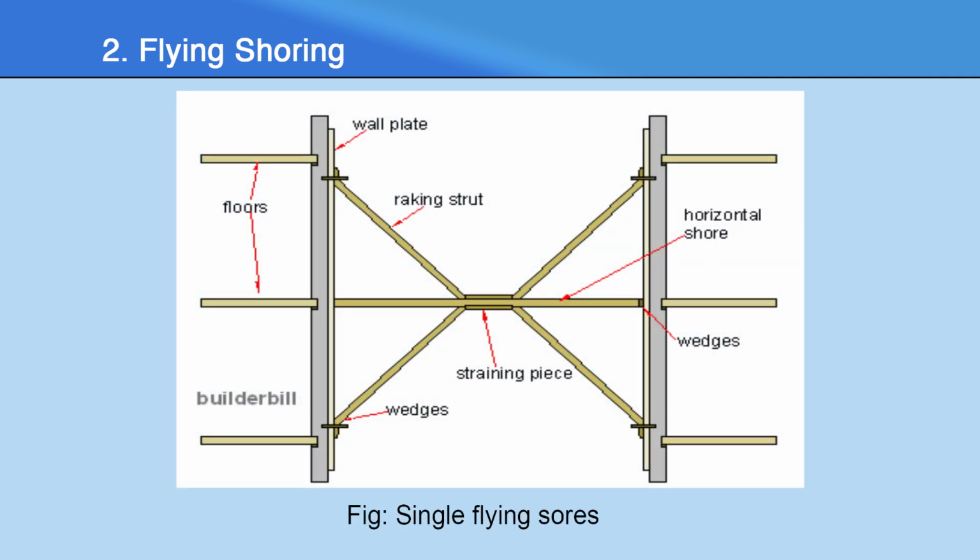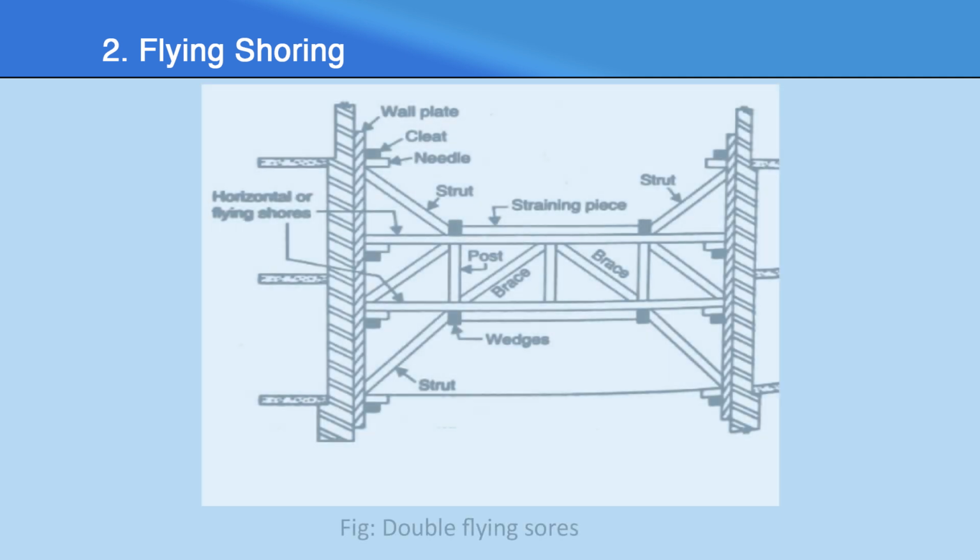In this type of shoring, the wall plates are placed against the wall and secured to it. The horizontal strut is placed between the wall plates and supported by the system of needles and cleats. The inclined struts are supported by the needle at the top and by straining pieces at their feet. They may be single or double flying shores as shown in the figure.